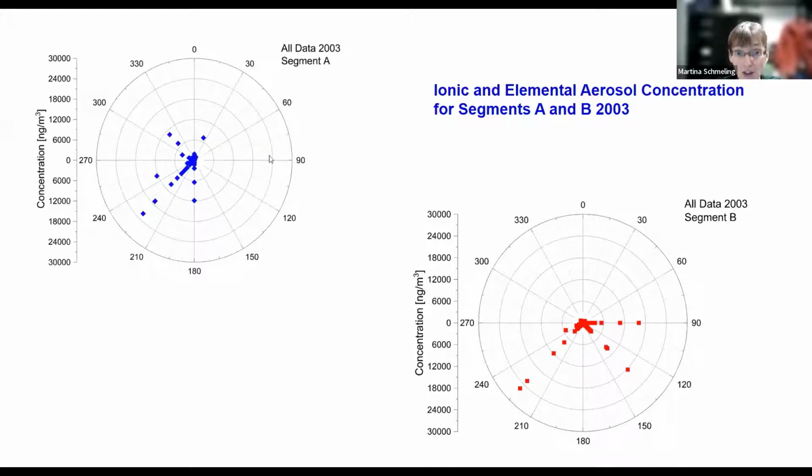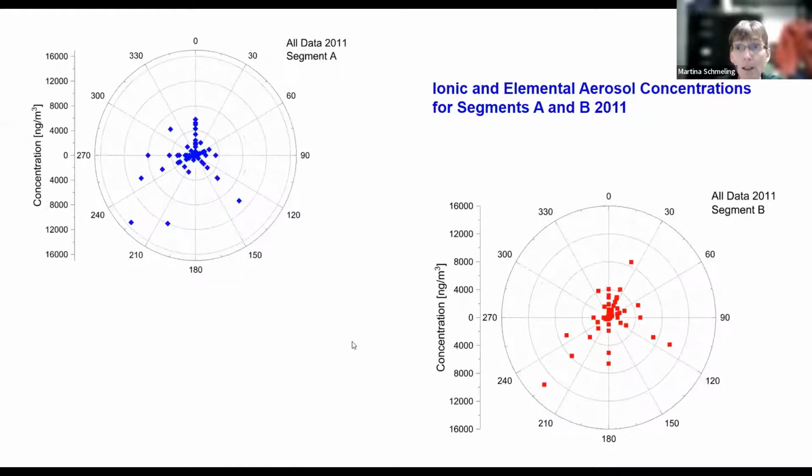So here we have almost nothing from the east. Here we do have quite a substantial number of dots coming from the east. So ionic and elemental concentrations of elements and ions coming from the east. If we go to 2011, that looks completely different.